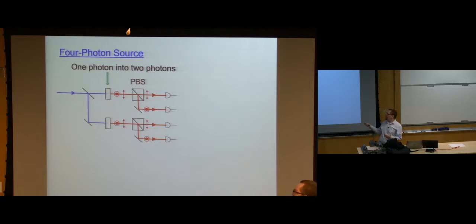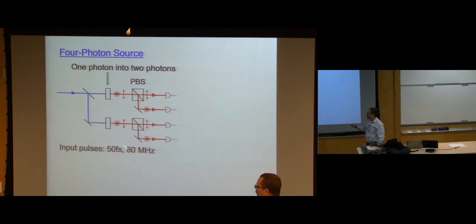And so if you pump this with CW laser beams, the probability that those two and those two will occur at the same time is vanishingly small. So we need to synchronize these two sources. So we've got a short pulse laser. So we start out with 50 femtosecond pulses at a repetition rate of 80 megahertz.